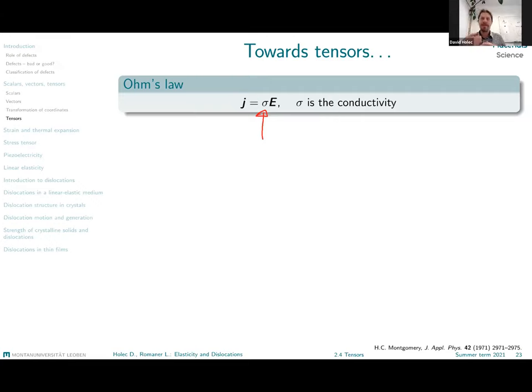It means if I have an electric field in a certain direction, the electric flux is in the same direction. It is just rescaled by the conductivity. So if I have a material with large conductivity, then for the same electric field, I get a large flux in that direction. If I have a material with low conductivity, for the same electric field, I get the flux in the same direction, just smaller.